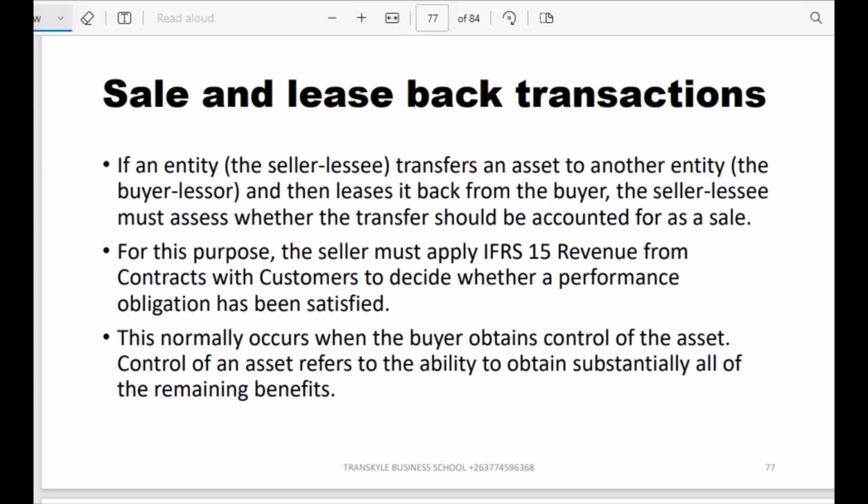For this purpose, the seller must apply IFRS 15 Revenue from Contracts with Customers, the accounting standard which we have just completed, to decide whether a performance obligation has been satisfied. This normally occurs when the buyer obtains control of the asset. Control of the asset refers to the ability to obtain substantially all of the remaining benefits. So if this is not the case, then it wasn't a sale at all.